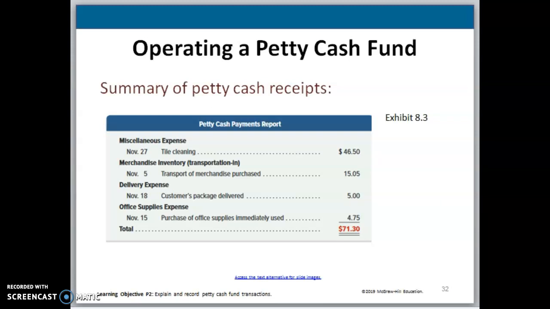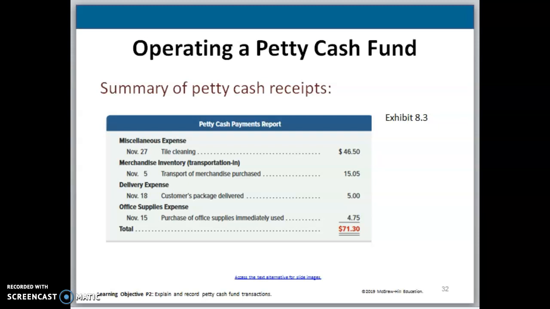Now throughout the month, we're going to be using that cash, right? So we have things that we had to pay for. And the examples they show here are that we had tile cleaning that we had to pay for. So maybe we had something sticky that was spilled on tile that we couldn't just wipe up. So we had to have someone come do it. And they charged us $46.50. They wanted cash then, so we paid them out of our petty cash fund. We also had to pay for merchandise that was delivered to us. It was $15.05 for us to pay for the shipping.